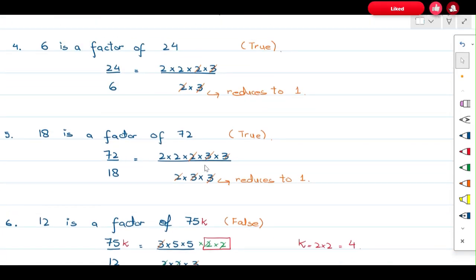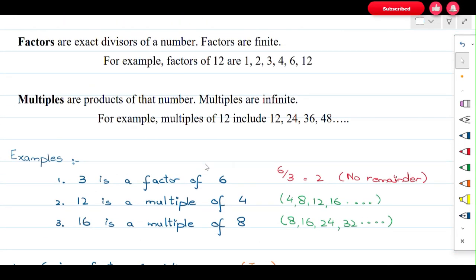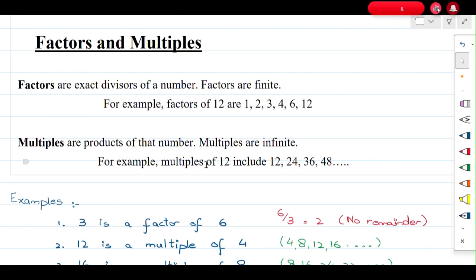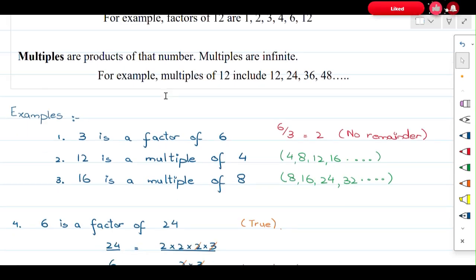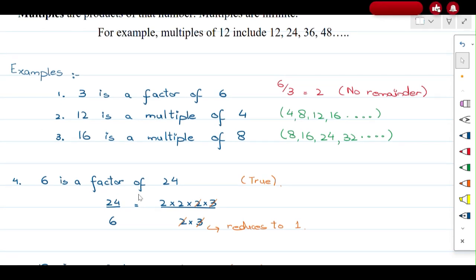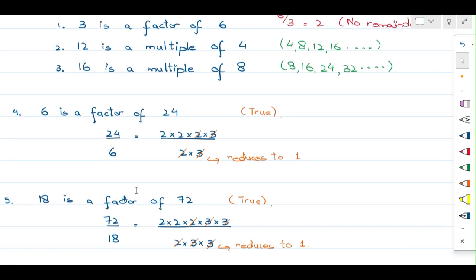Let me do a quick revision. Factors are the exact divisors of a number, and multiples are the products of that number. Factors are always finite and multiples are always infinite, right? The first three examples are the simple ones. From the fourth example, we are doing factors and multiples with the help of prime factorization.